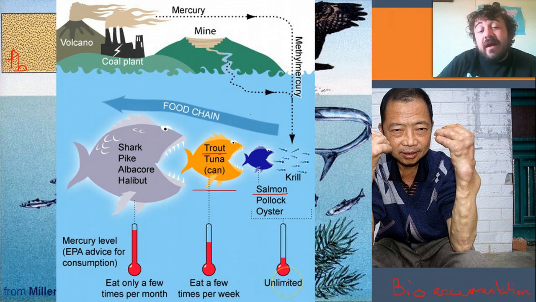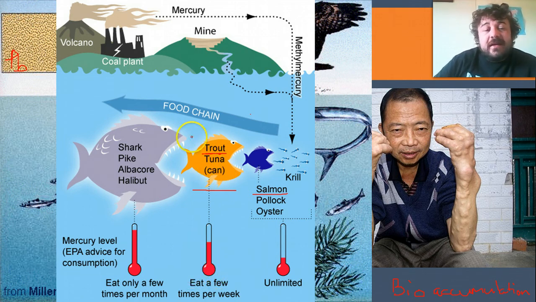You can eat as much salmon as you want. So that's what this guide here is for, how much you can eat. You can eat as much salmon as you want and it won't hurt you, because there's just not enough methyl mercury in it. Tuna or trout, you can eat a few times a week and be okay. If you're pregnant, you're not allowed to eat tuna at all.